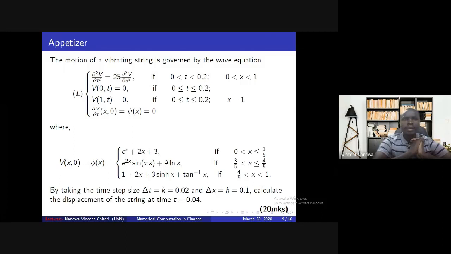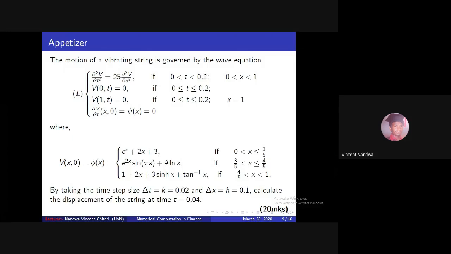The motion of a vibrating string is governed by the wave equation, which is the hyperbolic equation, partial squared v partial t squared equals 25 partial squared v partial x squared, t from 0 to 0.2 and x from 0 to 1. And then the boundary and initial conditions are given as 0. And then the function defining the vibration is given by this function.